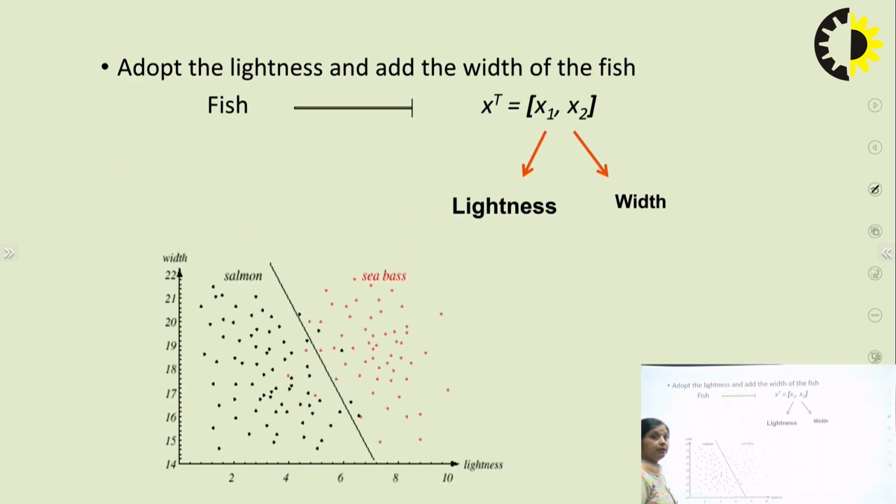Now we have taken a collection of two features, lightness and width. When we take these two together, it's not a single feature now, it's a feature vector. It contains lightness as well as width. By taking lightness and width, we are able to see that most objects are correctly classified. Very few errors are there. Very few fishes have been wrongly classified. So it's a very good classifier in comparison to all.